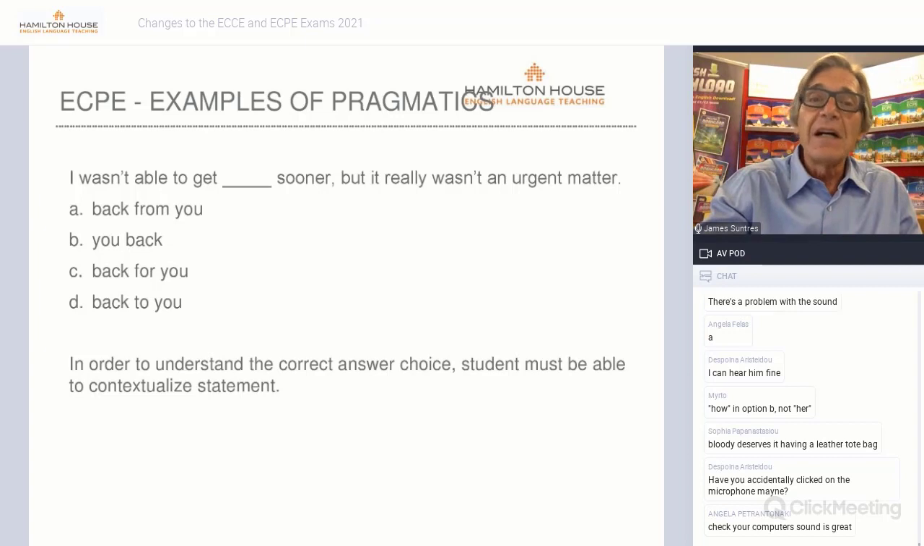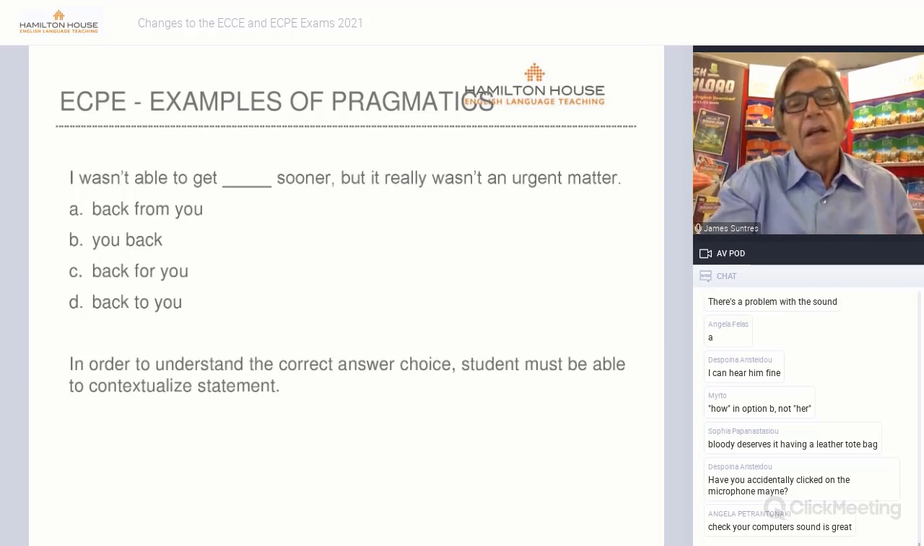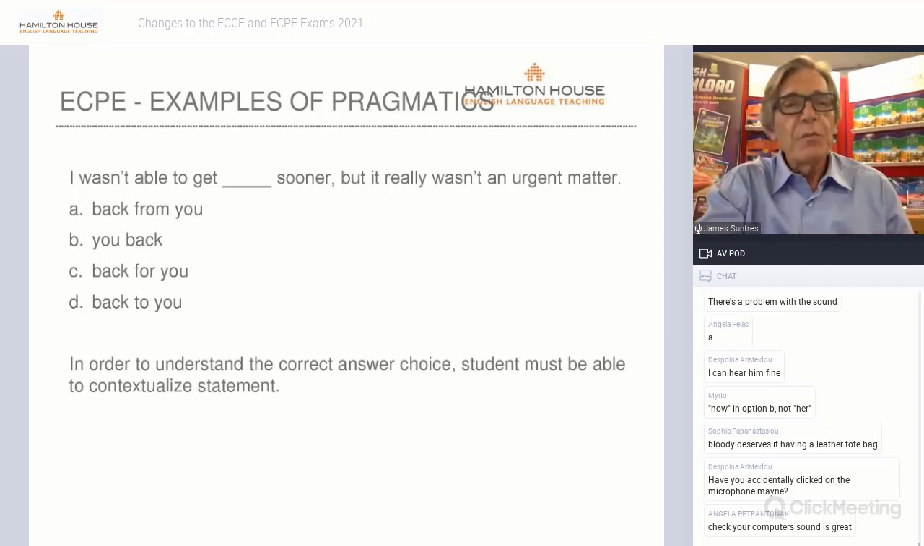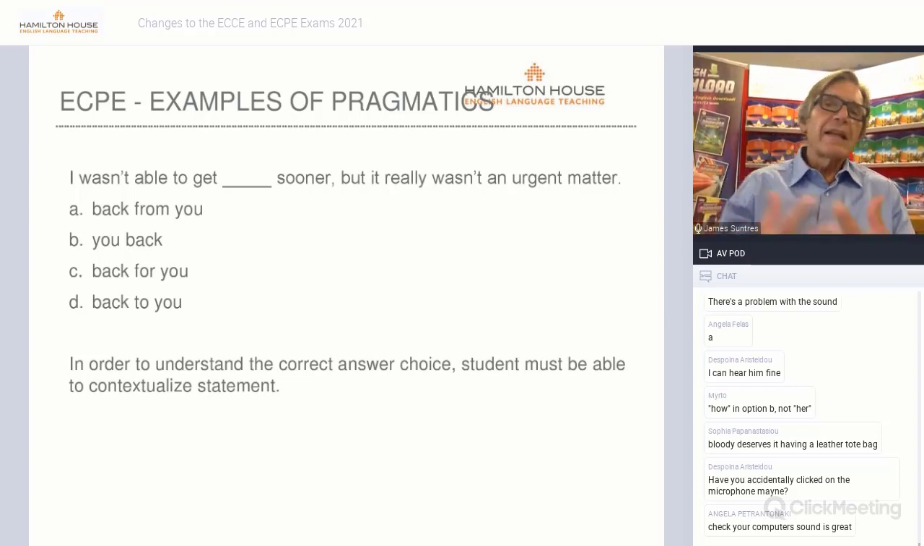This is from the grammar section. I wasn't able to get blank sooner, but it really wasn't an urgent message. Here we have back from you, back for you, back to you. Of course, the obvious correct answer choice is: I wasn't able to get back to you sooner. But here's the interesting thing.